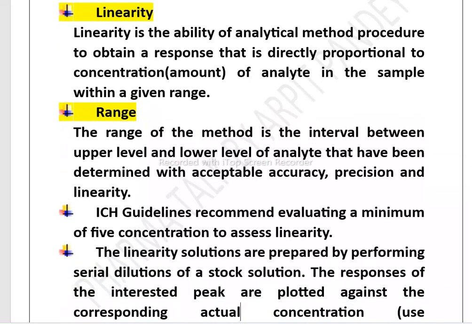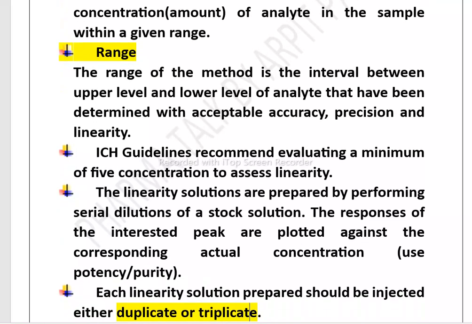So what do ICH guidelines say about linearity? ICH guidelines recommend evaluating a minimum of 5 concentrations to assess linearity. We need a minimum of 5 concentrations. Linearity solutions are prepared by performing serial dilution of a stock solution. The responses of the peak of interest are plotted against the corresponding actual concentration, using potency and purity.